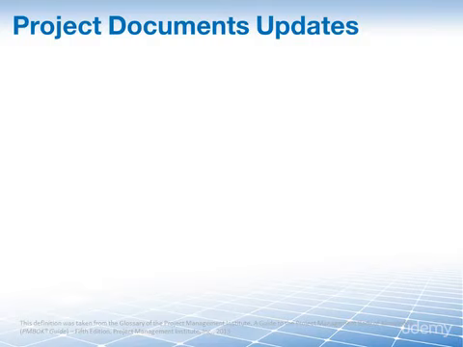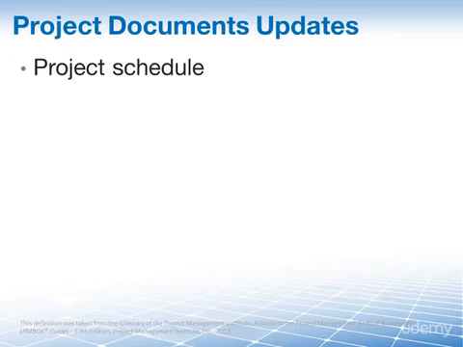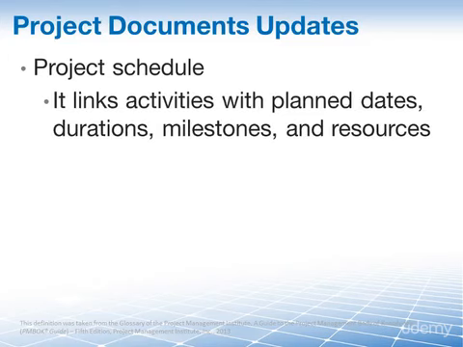Which leads me into the other output of this process. There are two project documents that are usually impacted by the plan communications management process and therefore need to be updated. First of all, the project schedule, which links activities with planned dates, durations, milestones, and resources. And obviously, if we change something in our communications approach, that communication may need to go out at a different time. So we have to update the project schedule.